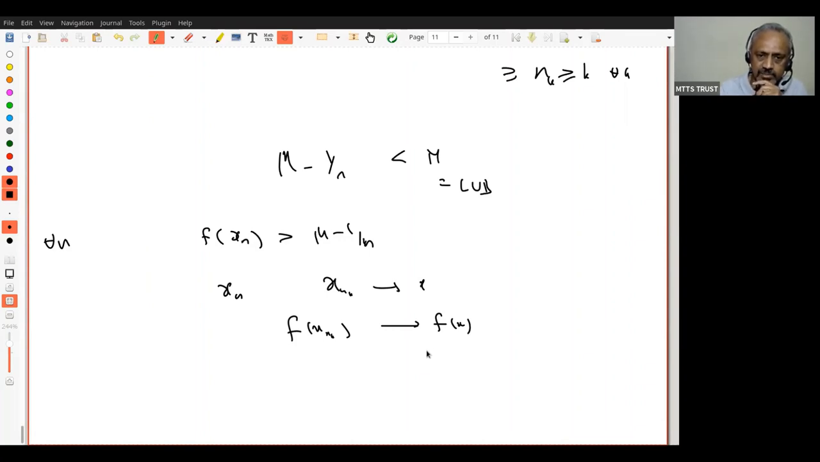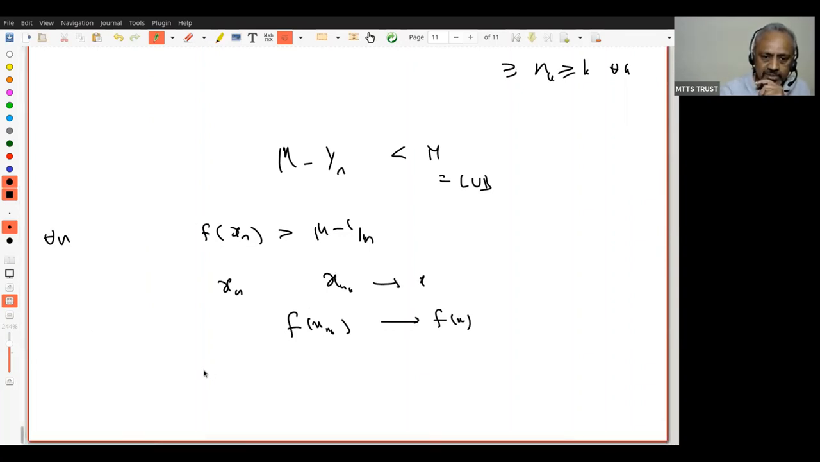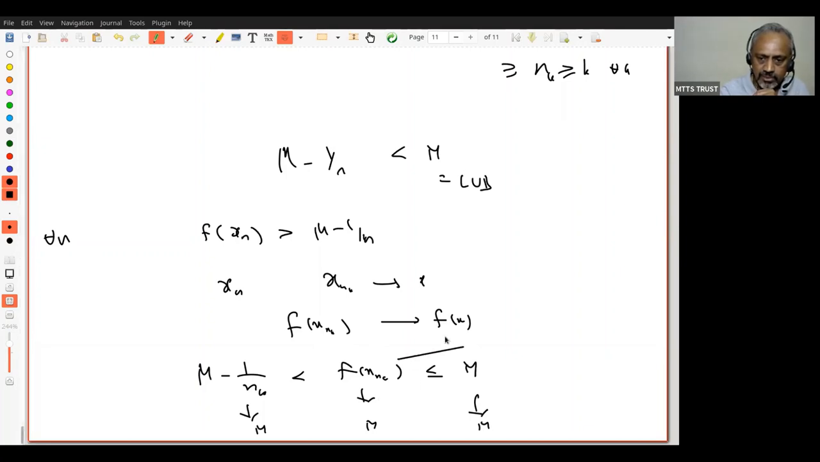Now, let us understand something about this. What do I know about x_{n_k}? M minus 1 by n_k is less than f(x_{n_k}), but that is less than or equal to M. Now, notice that this converges to M, and this converges to M. Right? Then this sequence must converge to M by the sandwich lemma. But x_{n_k} converges to x, so by continuity f(x_{n_k}) converges to f(x). Therefore, this also converges to f(x). But uniqueness of the limit shows f(x) equals M. You see, that's a proof.